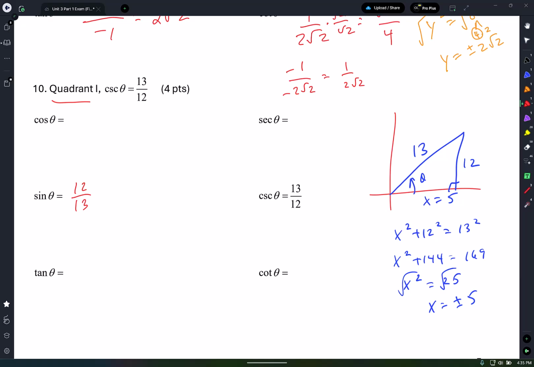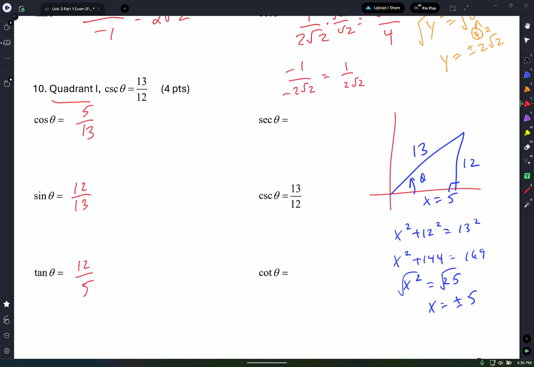No, 12 is opposite because it's a reciprocal of cosecant. So that means sine is 12 over 13. So 12 is opposite your angle. You know what I mean? Okay. Here we go. Cosine, adjacent over hypotenuse, so 5 over 13. Tangent, opposite over adjacent, so 12 over 5. Are we okay with those?